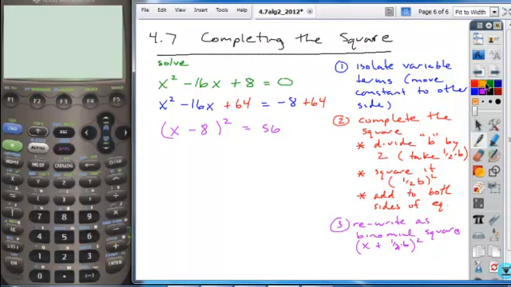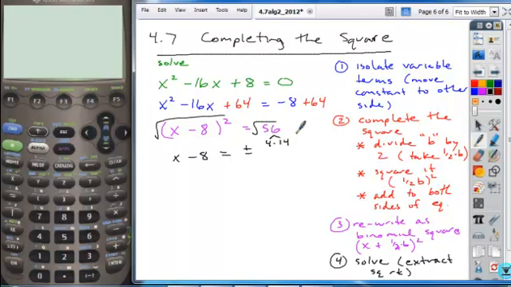And then the final step, if you're actually solving this, is you'll solve, in this particular case, by extracting the square root. So we extract the square root. We get x minus 8 is equal to plus or minus the square root of 56. Well, 56 is 4 times 14, so we can simplify that. The square root of 4 comes out as a 2. The 14 is going to stay inside our radical. And then the final step is to isolate our x value. So we add an 8 to both sides.